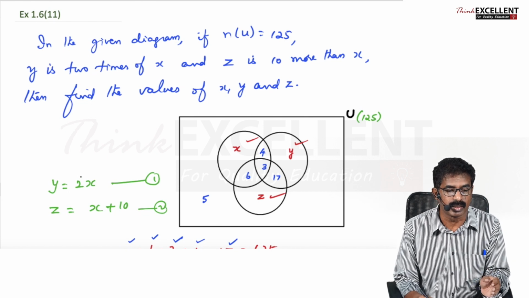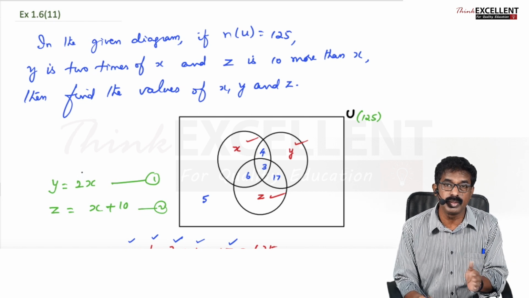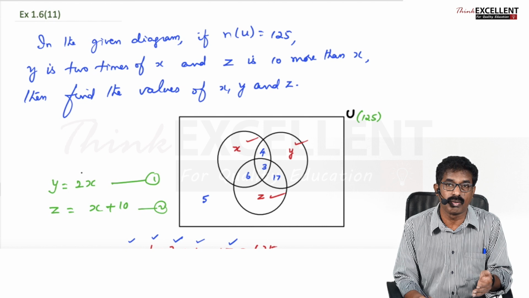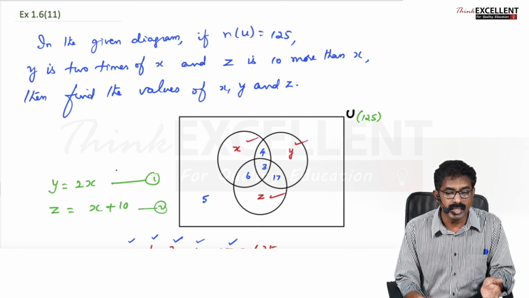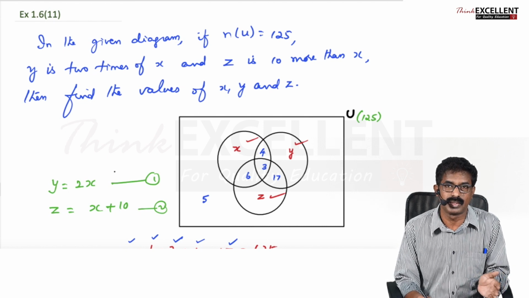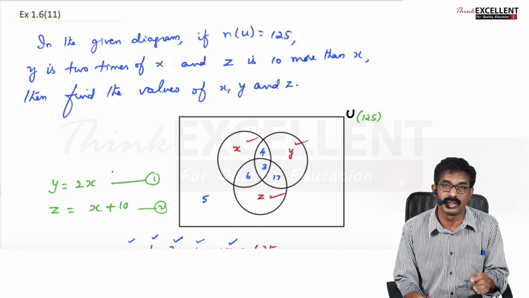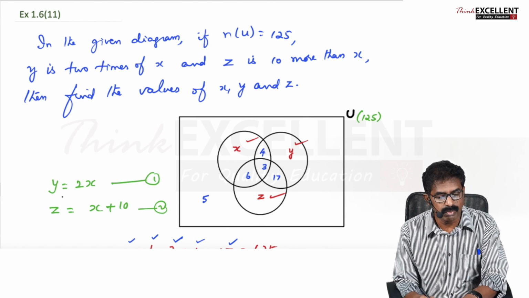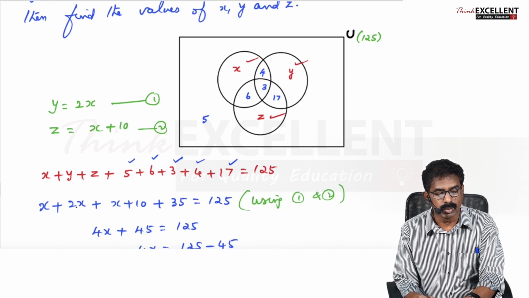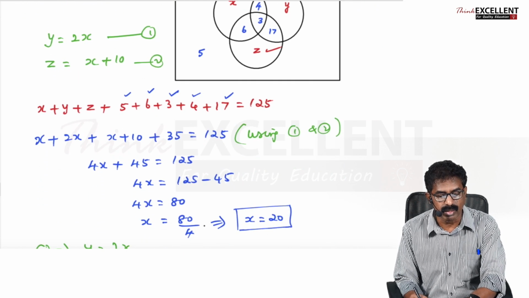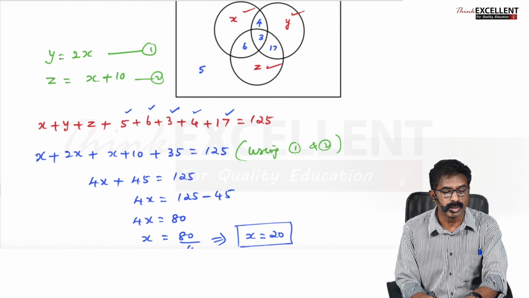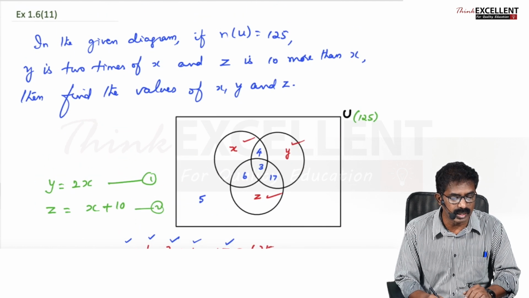Y is what? 2 times. 2 times means 2 into multiplication. Z is 10 more than x. 10 more than means plus 10. So z equal to x plus 10. That two values you substitute here. You are getting an equation in x. You can find x value. Once you know x value, you substitute in 1 and 2 so that you will get y and z. Now let's go for the next question.